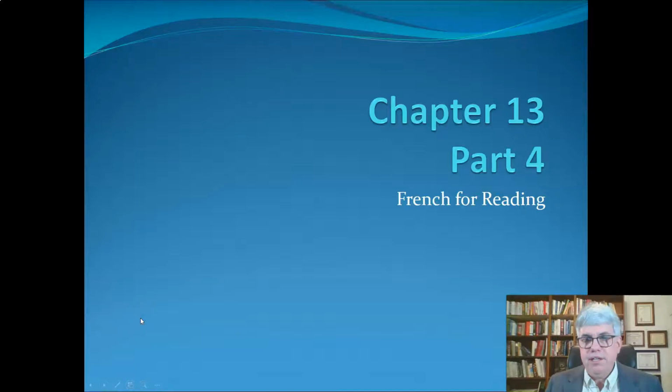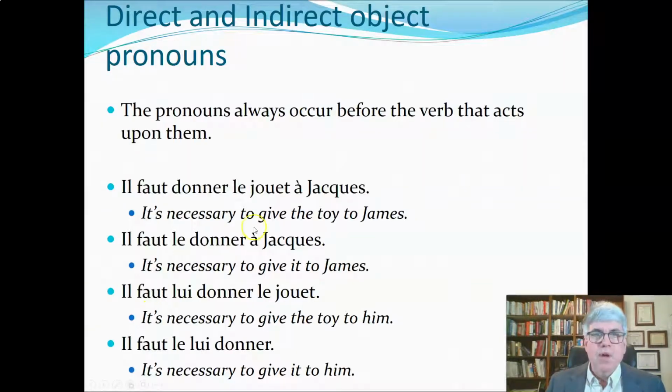Chapter 13, Part 4. We're going to look at a few more ideas associated with direct and indirect object pronouns. Now, what if there's more than two verbs in a row? The pronouns always occur before the verb that's acting upon them. So, for example, let's look at the example.